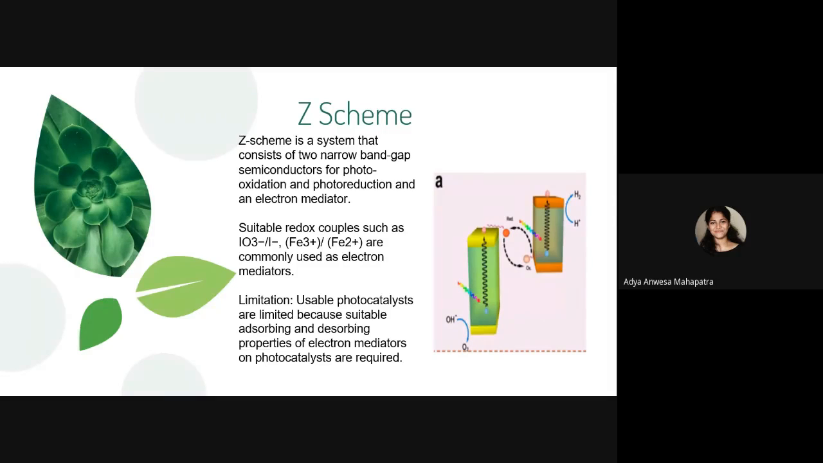For example, when a metal sulfide photocatalyst is combined with an iron ion electron mediator, the iron ions are deposited on the surface of the metal sulfide as iron sulfide. Now, this is something we don't want to happen.